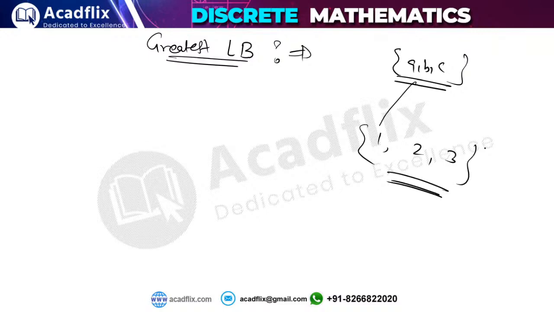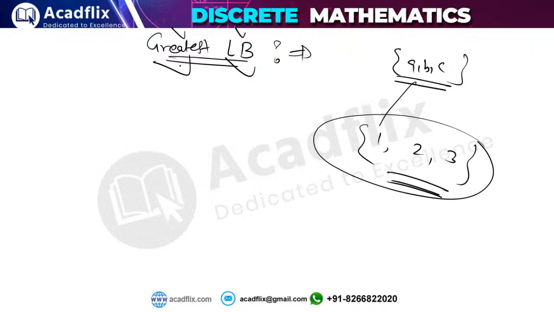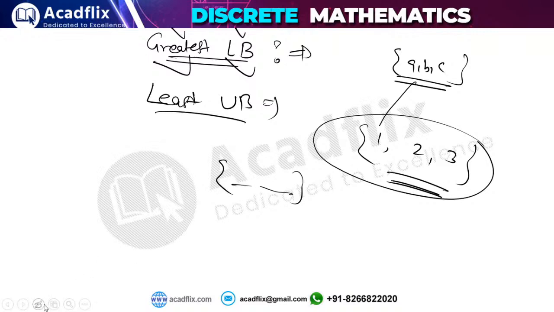Now in this lower bound, what is the greatest element? Basically, greatest lower bound means in this lower bound, what is the greatest element? You already know the concept of greatest element and the concept of lower bound. Just mix them. Similarly, we have least upper bound, which means in your upper bound, what is the least element?